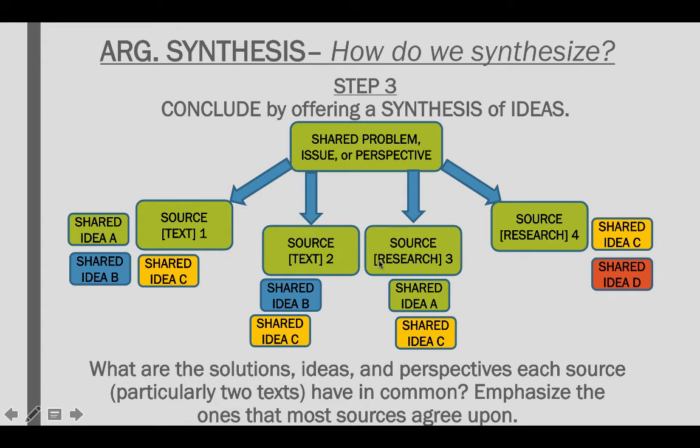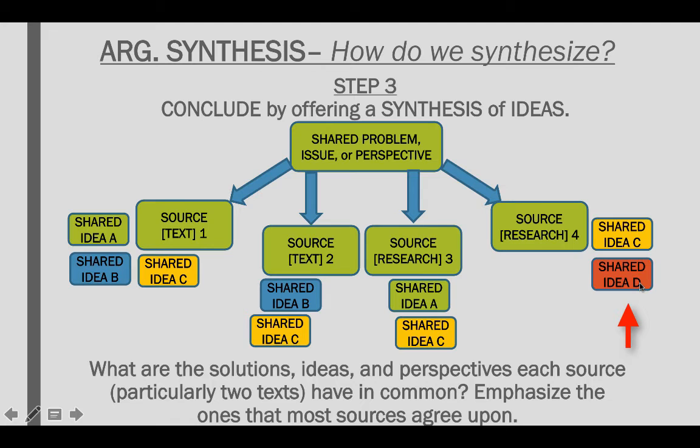to our synthesis. Let's say our research source 3 shares idea A and idea C, and research source 4 shares idea C and idea D. So, now that you have this layout, you want to think, okay, which ideas appear the most? Obviously, idea C appears the most, so that idea might be the most relevant to our synthesis. So in your conclusion, you'll want to discuss what idea appears the most, which is what most sources have in common. Idea A and idea B both appear twice, so you're going to want to add those two as well, albeit in a lesser capacity than idea C.